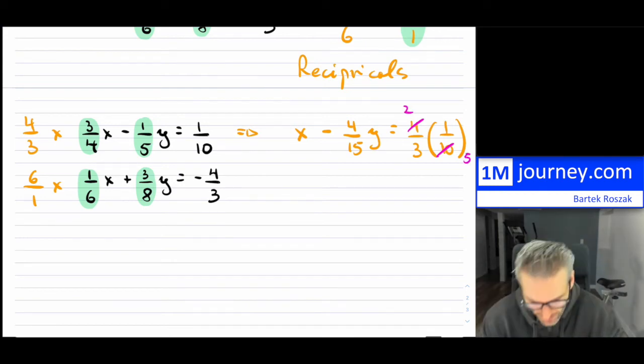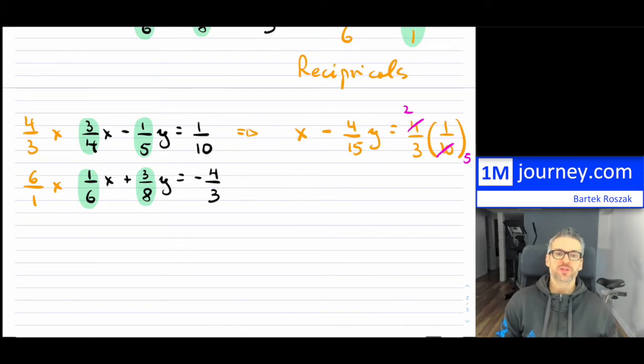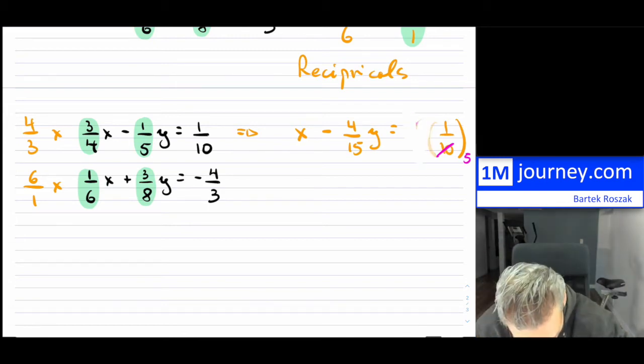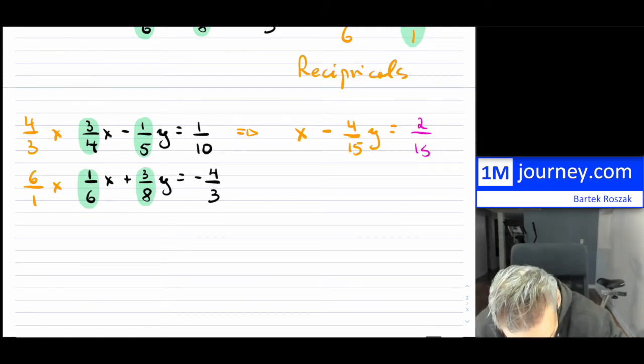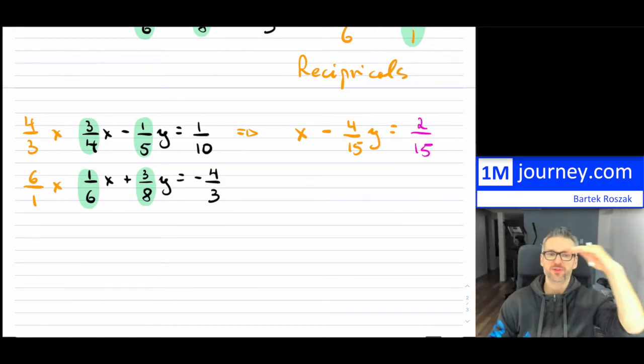Now if I reduce that to 2 over 5, then on top I'm going to get 2, because it's 2 times 1. And then 3 times 5 is 15. So it's 2 over 15. So at least this way you saw what happened. 2 over 15. So that's my first line.